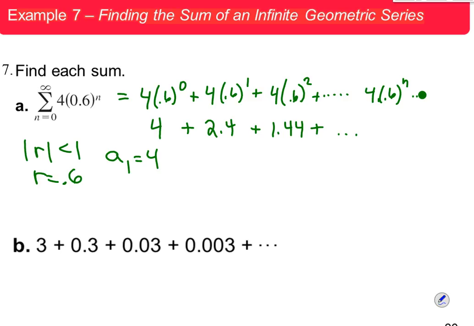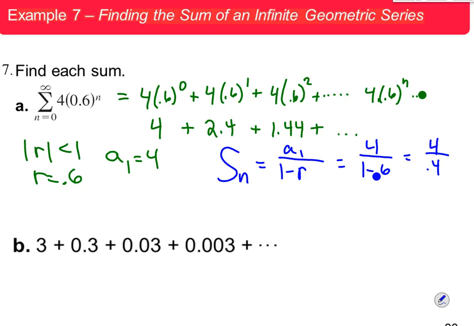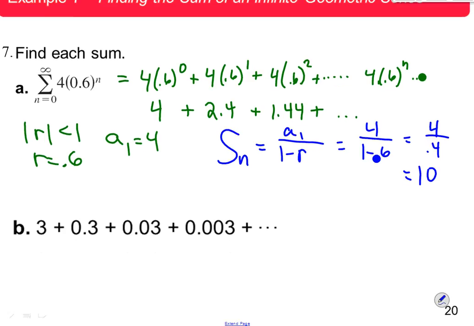And then for this one, S sub n equals A sub 1 over 1 minus r. So 4 over 1 minus 0.6. So 4 divided by 0.4. And what is 4 divided by 0.4? 10. Yep, it's 10. If we think about that a little bit, it should be 10 for us as we go.